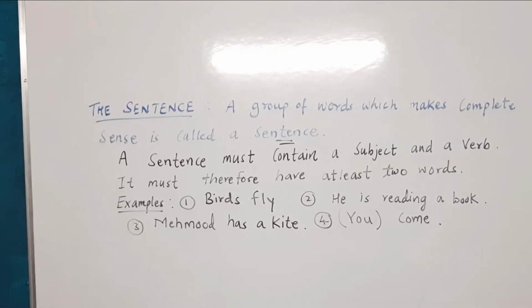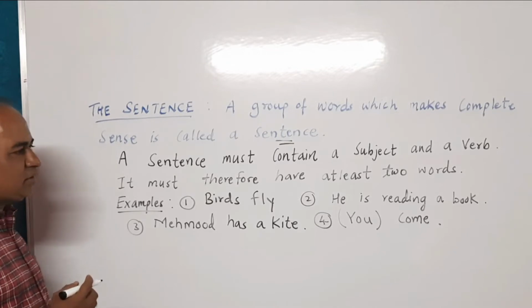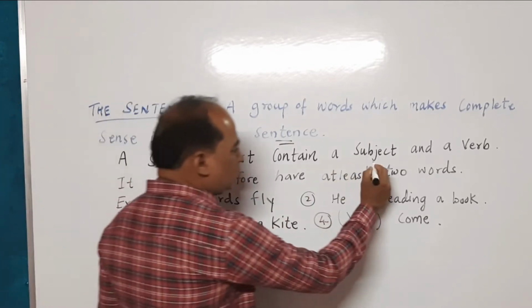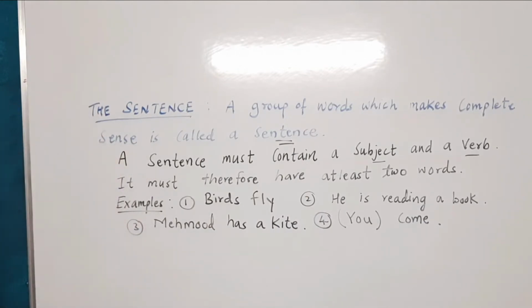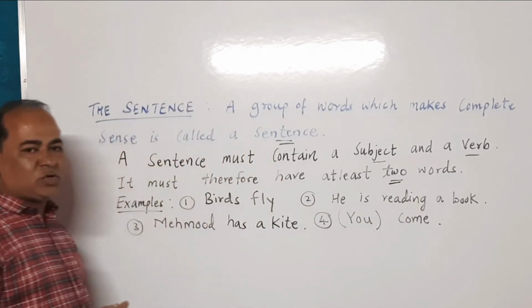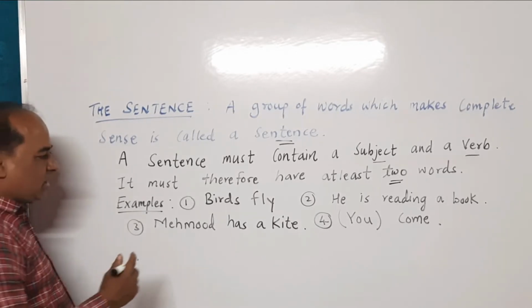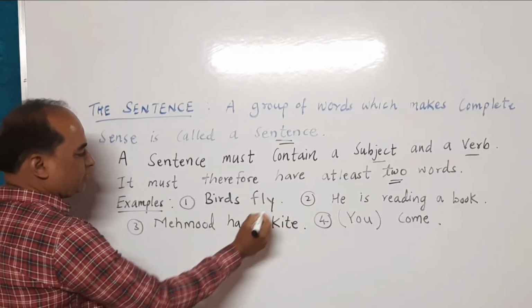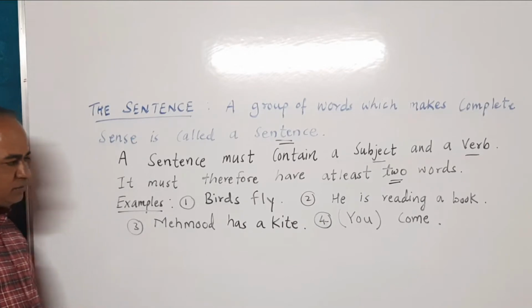Now, a sentence must have two parts. That is, it should have a subject and a verb, an action word. Therefore, the sentence must have at least two words, that is, subject and the verb. Some examples of the sentence are: bird, fly. Here bird is the subject, fly is the verb, action word.